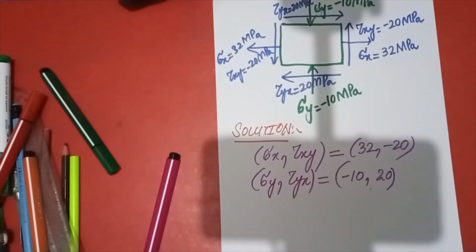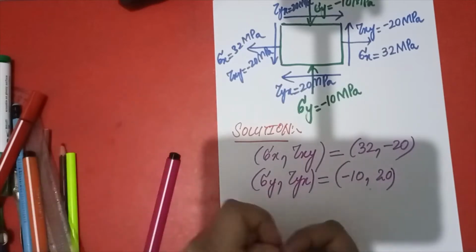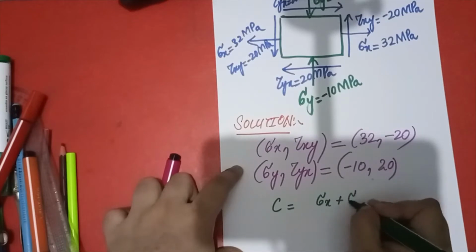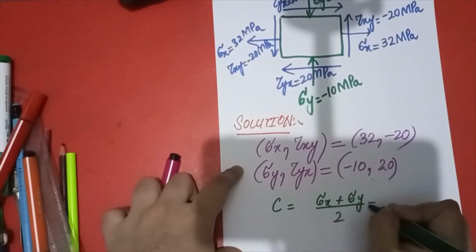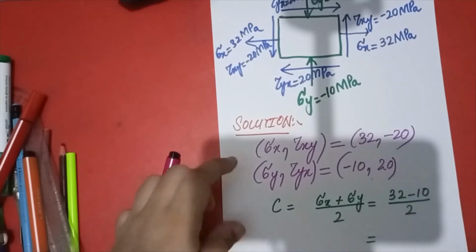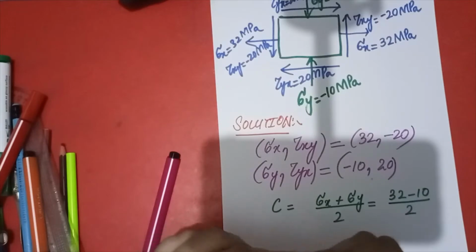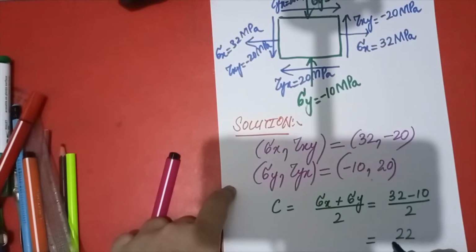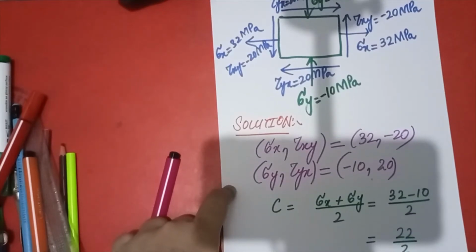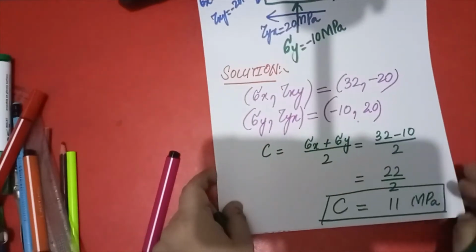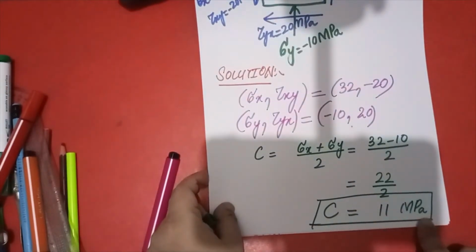Now one more thing I have to do here is calculate the value of C. C, you know, is sigma x plus sigma y divided by 2. So it will be 32 minus 10 divided by 2. 32 minus 10 is 22, divided by 2, so it will be 11 MPa. This will be your C. Is that visible to all of you? No. So let me show you. This is C equals 11 MPa.